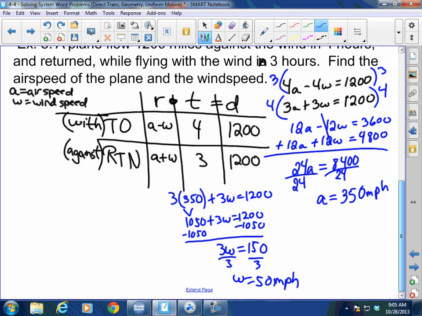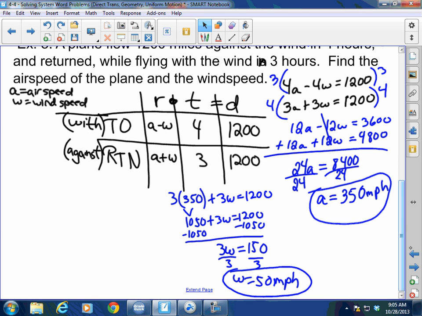And again, does that make sense? Having an airspeed of 350 and a wind speed of 50? Yeah, that makes sense. It's rarely going to be the other way around. Because what happens if the wind speed is stronger than the airspeed? Think about this logically. Well, you would be going backwards. Very good.